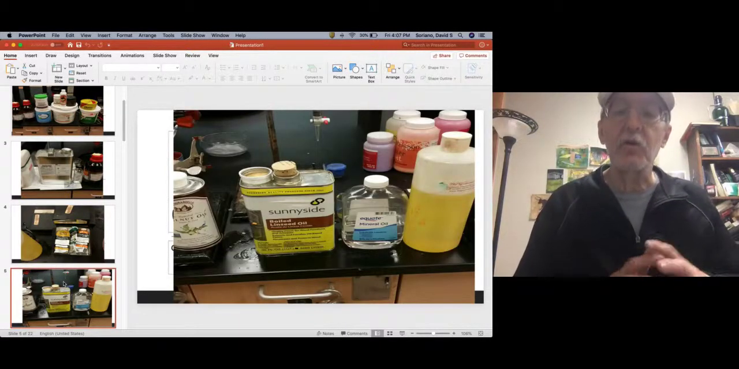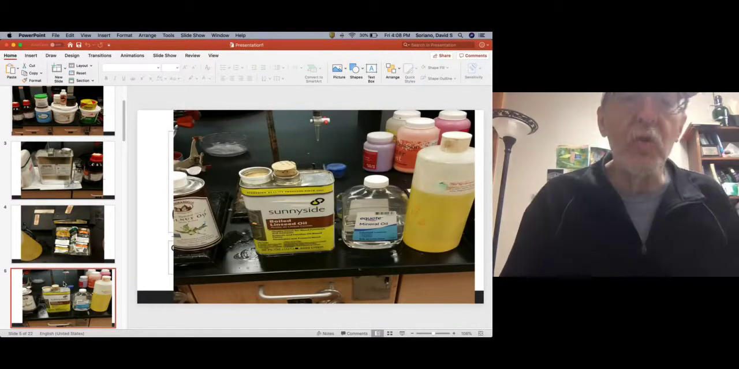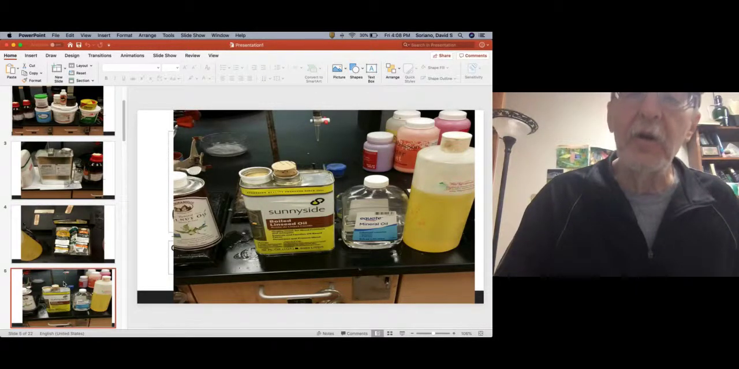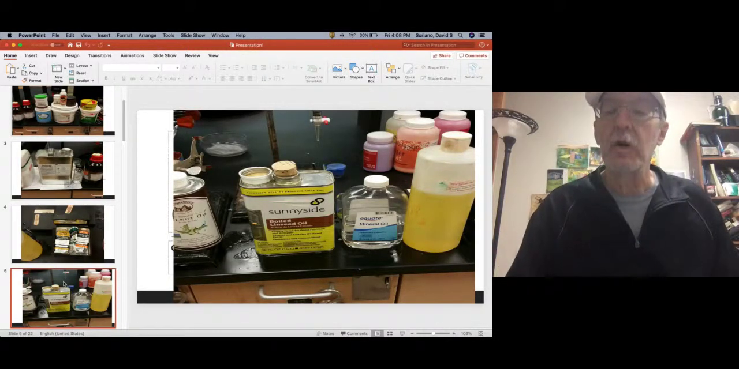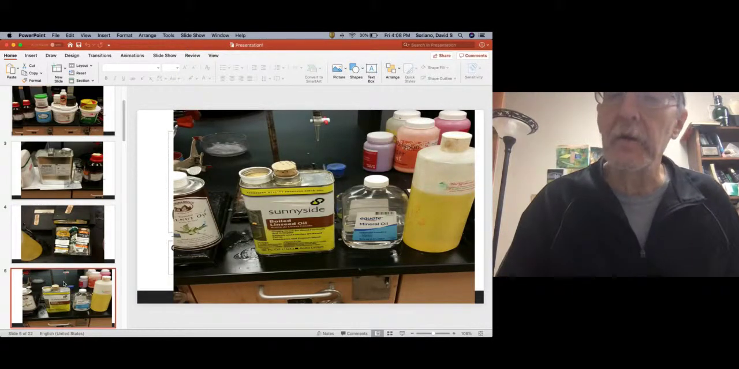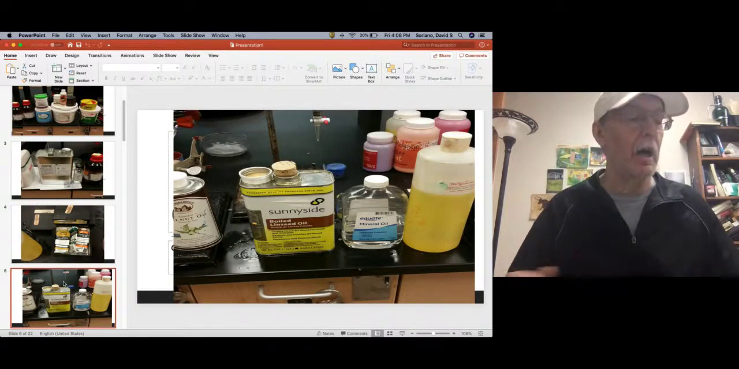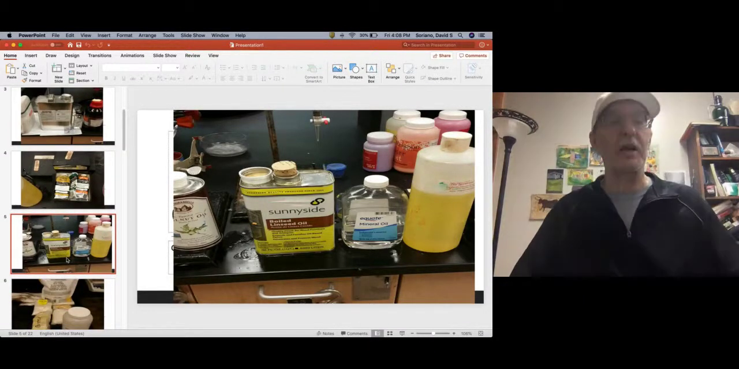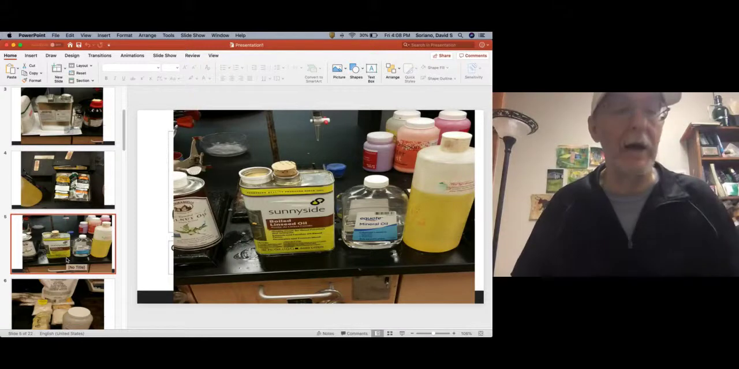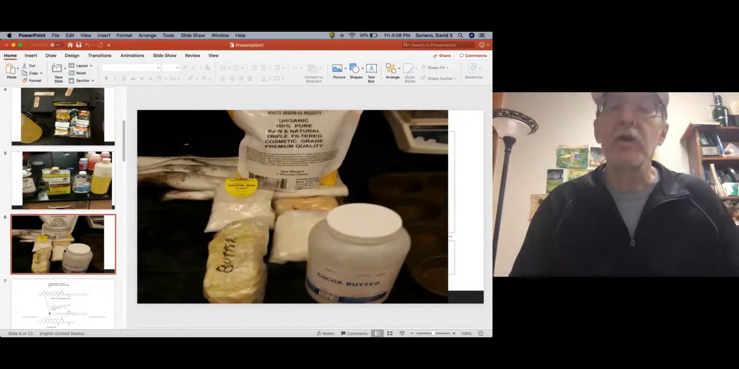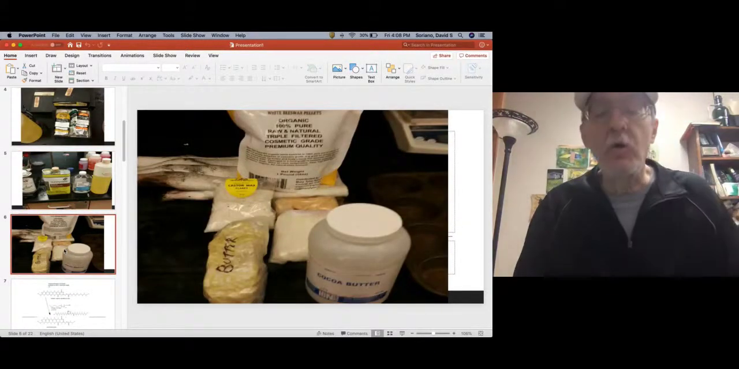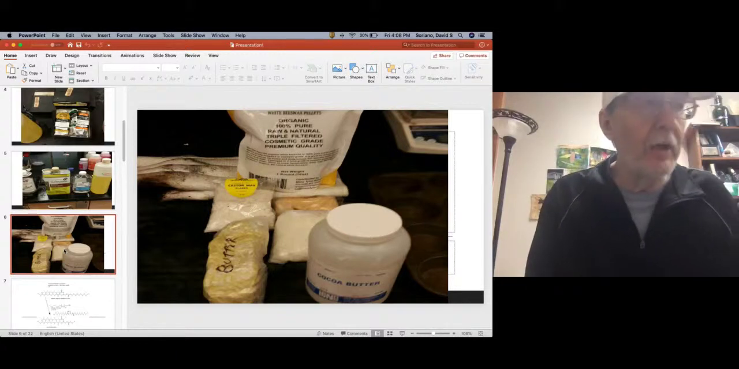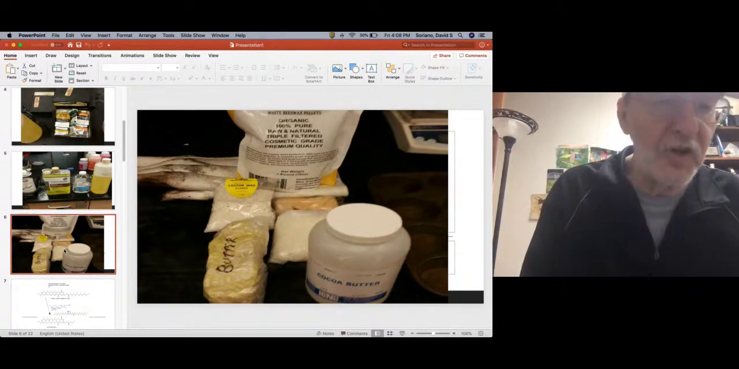The next slide shows you some of the other materials I use. Walnut drying oil, boiled linseed oil is conventional, and even from Walmart, a clear mineral oil. And there's jojoba oil on the right, a highly prized material, jojoba oil, which is, as I mentioned, actually a liquid wax.